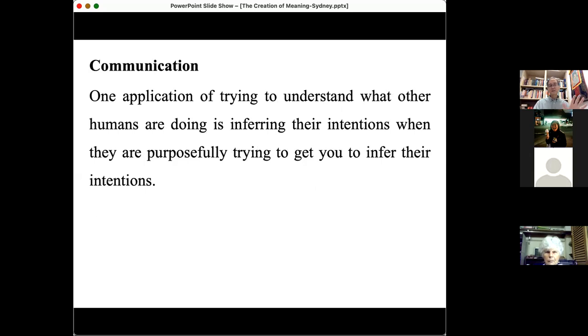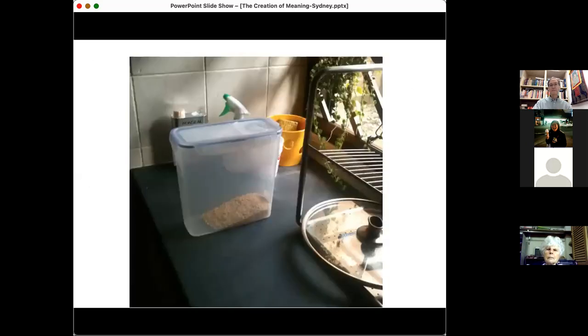Now, this same ability, which I've just shown, is applied in understanding the natural world, but also understanding the human world. We can apply this in understanding what other humans are doing, in inferring their intention when they are purposely trying to get you to infer their intention. So they're not always trying to get you to infer their intention. But there are times when someone will purposely try to get you to infer their intention. And that's how communication happens. So let's look at another real example.